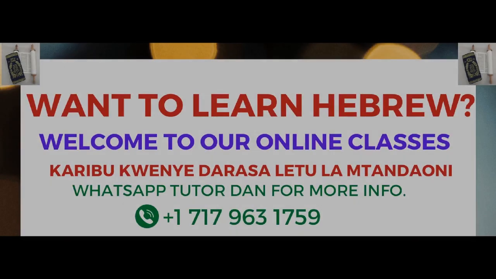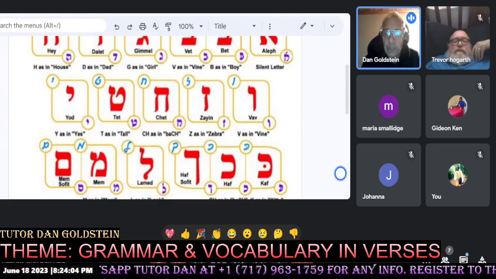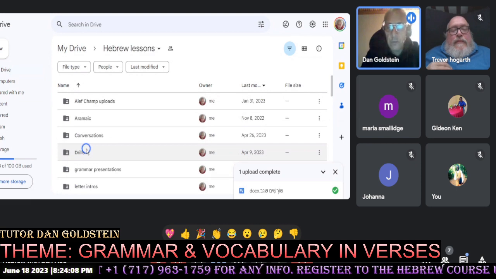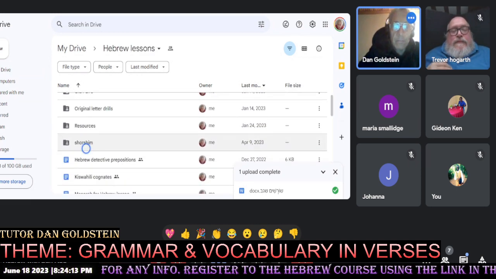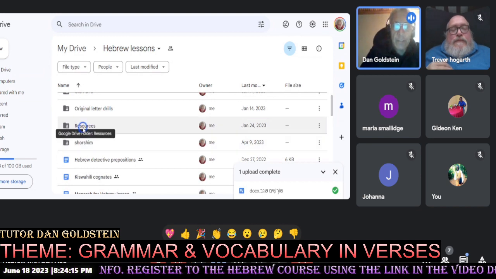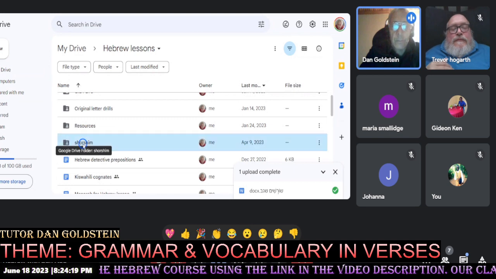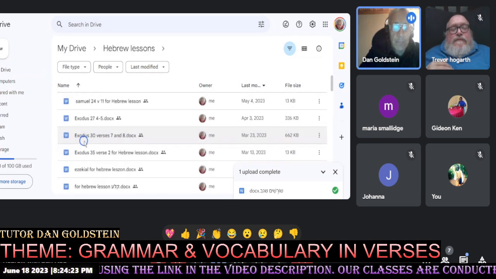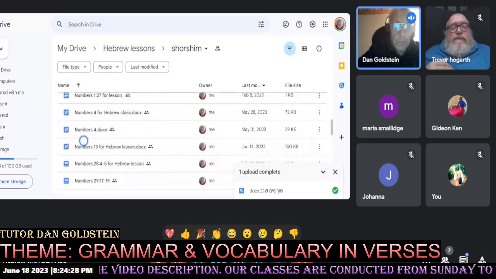We try to study what are known as shorshim. The word shoresh in Hebrew means root, and shorshim is the plural, roots. The Hebrew roots are three-letter combinations, and out of those three-letter combinations, we build a lot of words. So when we learn the roots, we have an opportunity to learn a whole bunch of words.